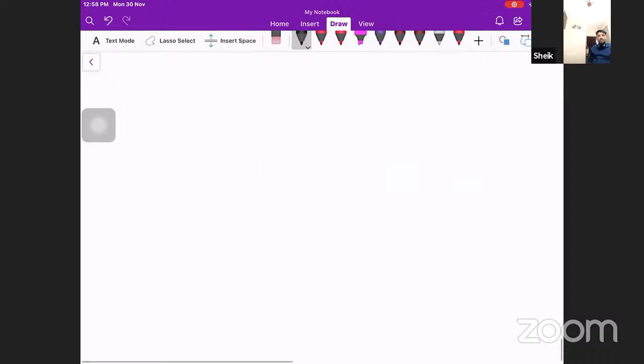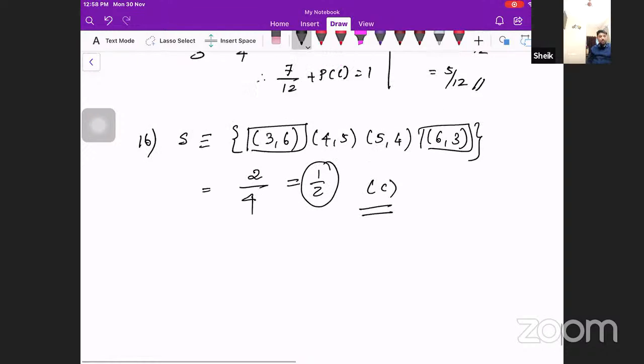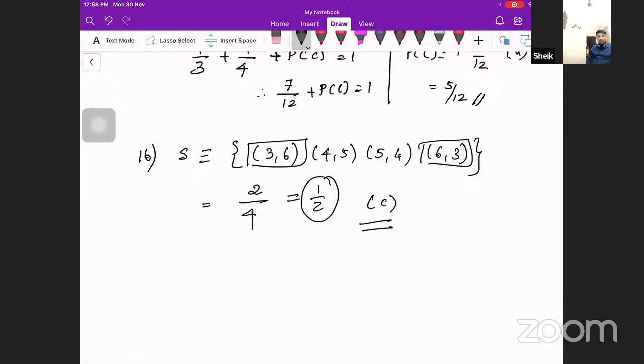Our answer is option C. Is it clear? So here, look at this. Don't take all the 36 elements. Here, the sum is 9 is given. From that, we have to find that one of them is 3. See, actually, this is conditional probability.